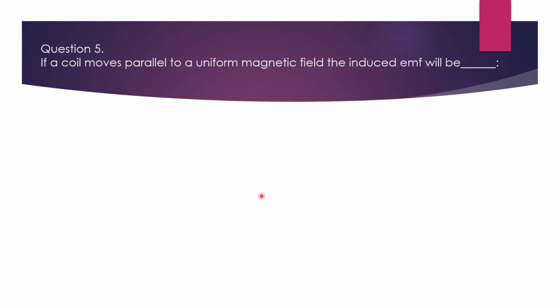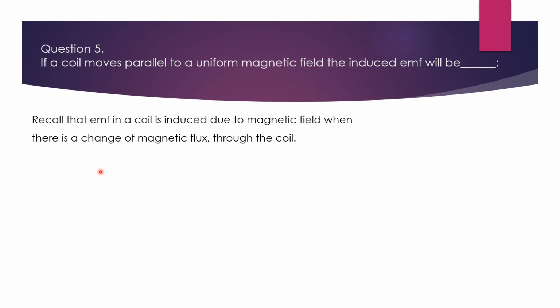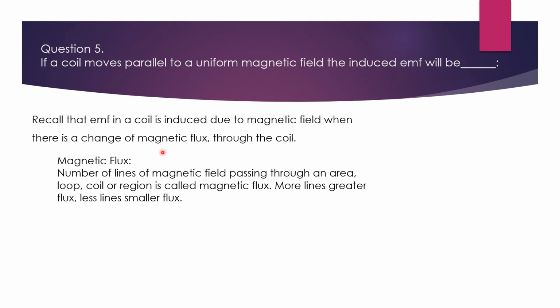Question 5. If a coil moves parallel to a uniform magnetic field, the induced EMF will be. Now recall that EMF in a coil is induced due to magnetic field when there is a change of magnetic flux through the coil. Now what is magnetic flux? Magnetic flux is the number of lines of magnetic field passing through an area, a loop, coil or a region. More lines, greater magnetic flux. Less lines, smaller magnetic flux.